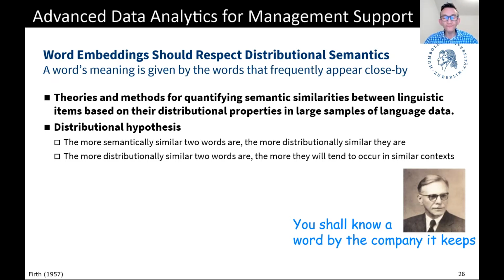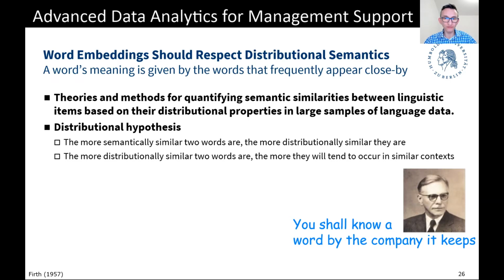And then it goes on: if they are similar in distribution, then it is more likely that they occur in similar context, which makes sense. If I'm looking for a place to sleep overnight, if that is the context, hotel and motel clearly both occur in that context.